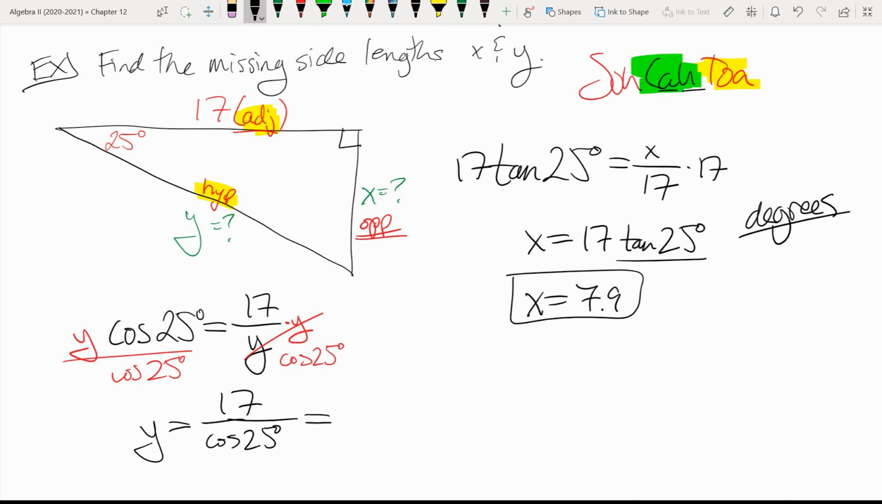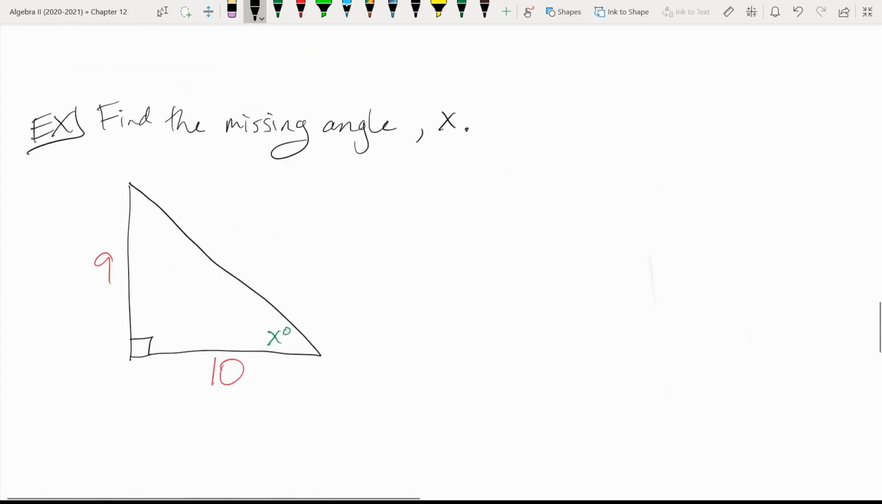So another one we can plug into our calculator, 17 divided by cosine of 25. And we get about 18.8. Okay, so you can feel free to try those on your own as well. But that's how you find missing side lengths. Or you might be thinking, well, what if we had a missing angle? What if we had two side lengths and we didn't know anything about the angles? Well, turns out there's a way to do that as well.